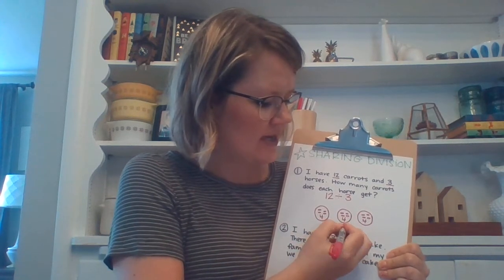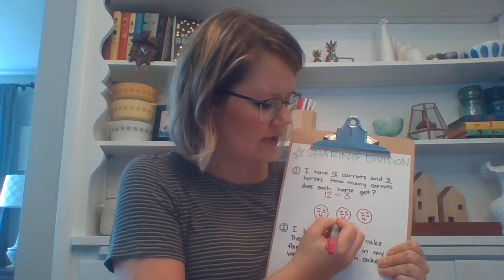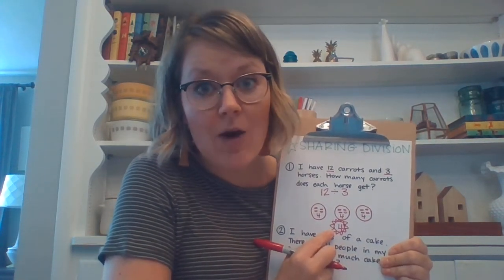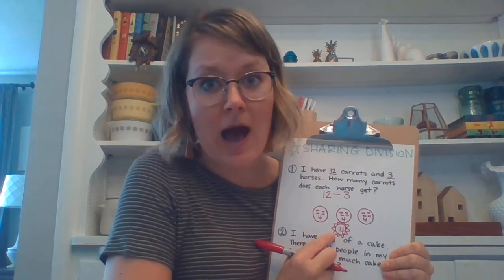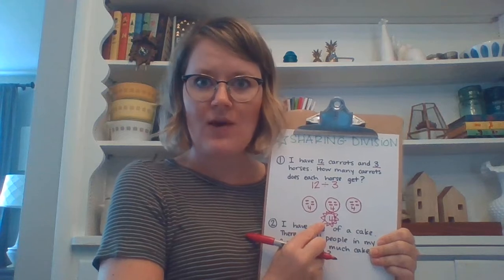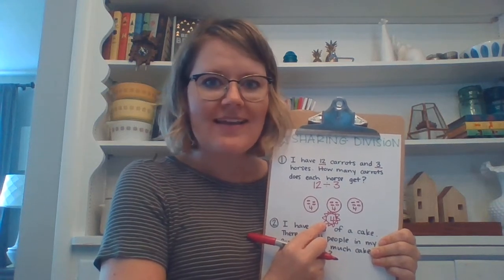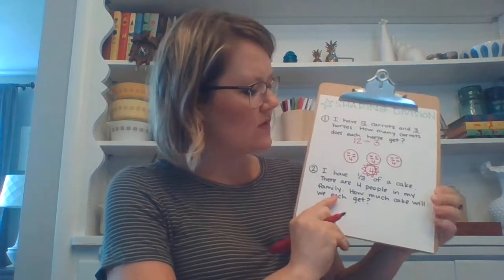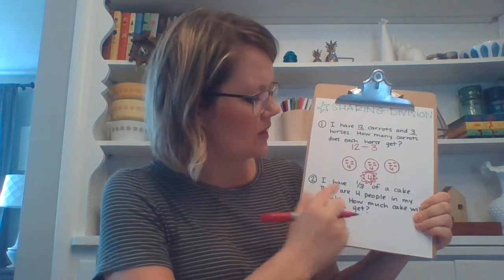The answer, I'm going to make it like a flower so it doesn't look like a group. Okay, the answer is how big each of the groups was. So how many carrots each horse got. Okay, and I want you to really hold that in your mind. Now we're going to see how sharing applies to a problem using fractions.